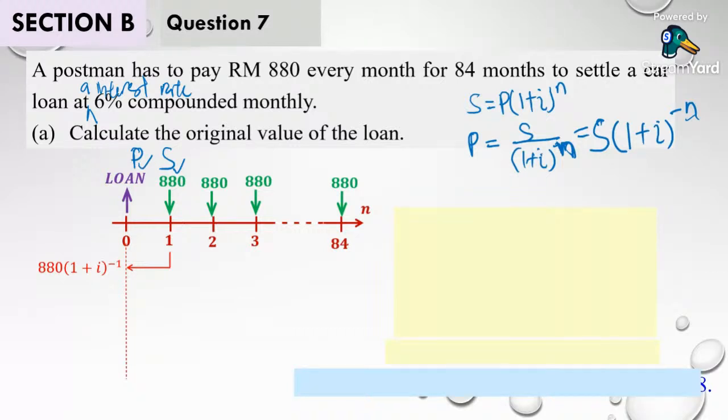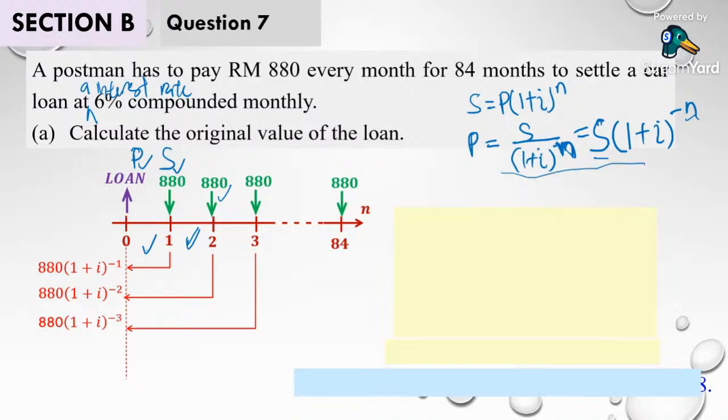So we try to see. The S here will be each of the 880. The P will refer to the reference point of the loan here. So for the first 880, it undergoes one compounding period, so power minus 1. The next 880, going back to the past, undergoes two compounding periods, power minus 2, again according to the idea of this formula. The third one, and so on until the last one.